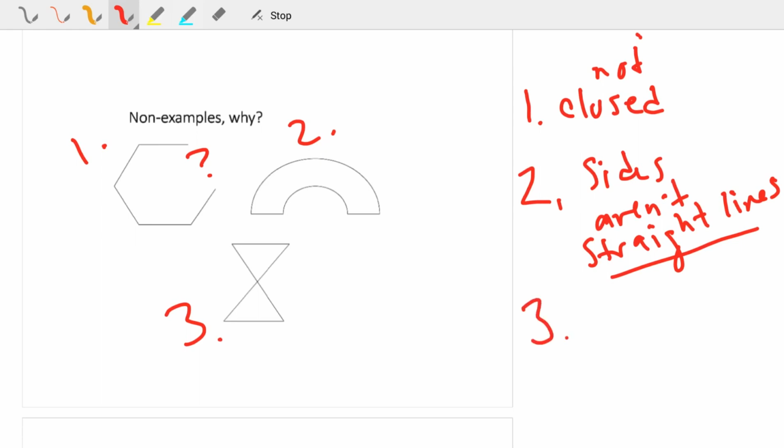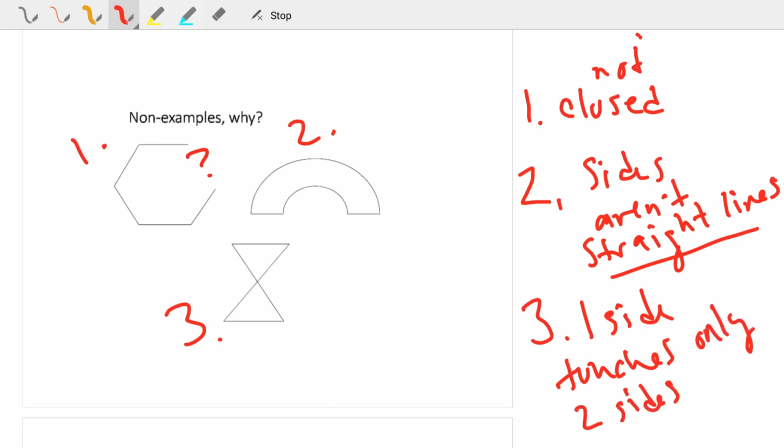And then finally, number 3, it doesn't follow the rule where one side touches only 2 sides at the endpoints. So that's the rule that it's breaking. So for instance, let's imagine we're focusing on this side right here.